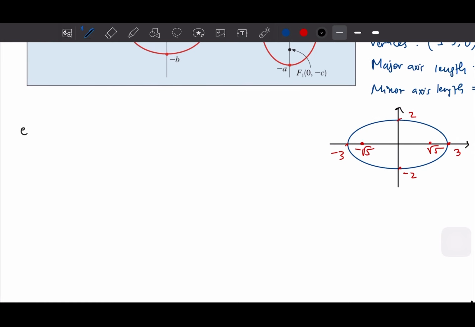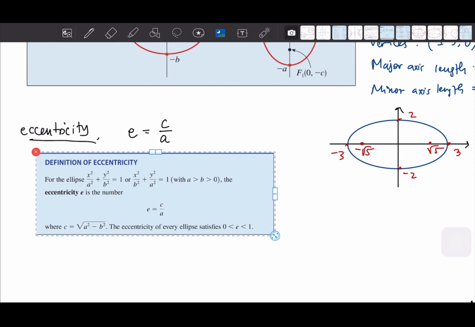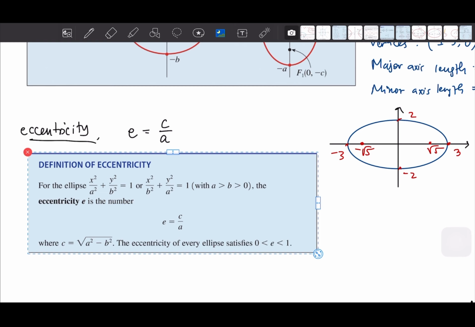So eccentricity is simply the ratio between C and A. Let me show you. So eccentricity is a ratio between 0 and 1, and it will determine how the ellipse looks.